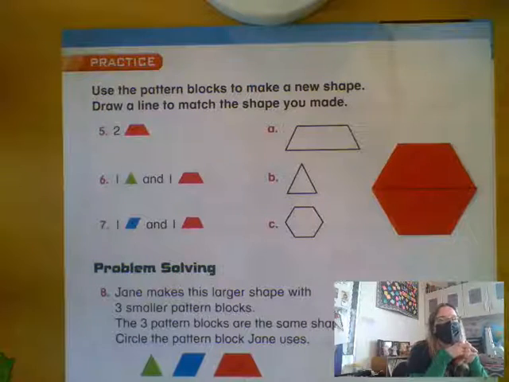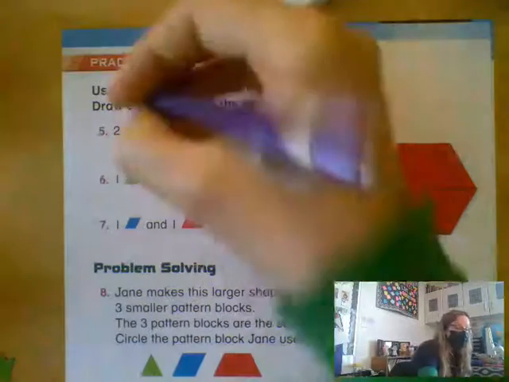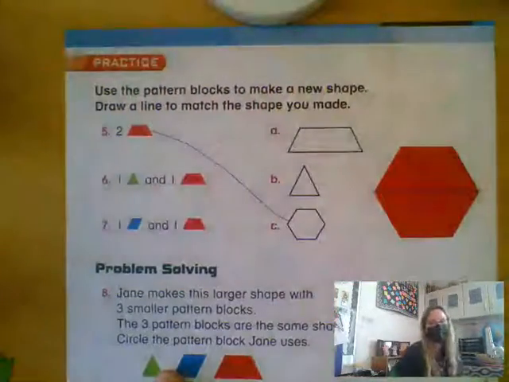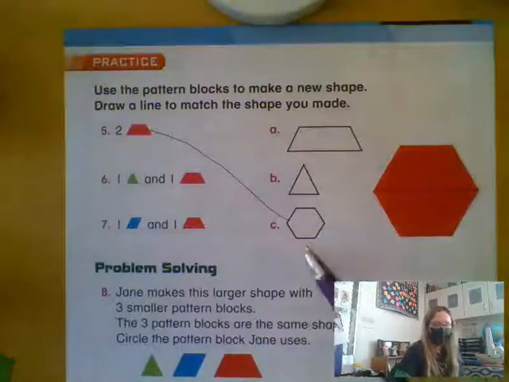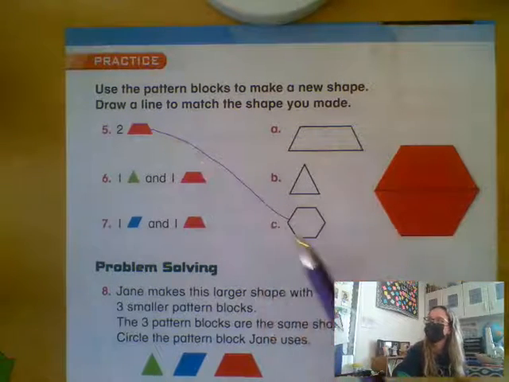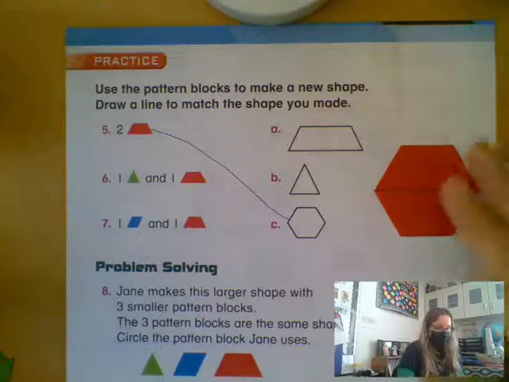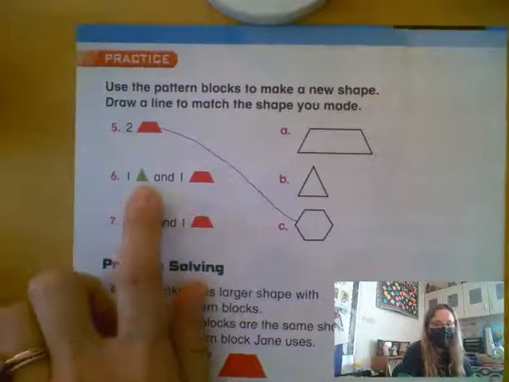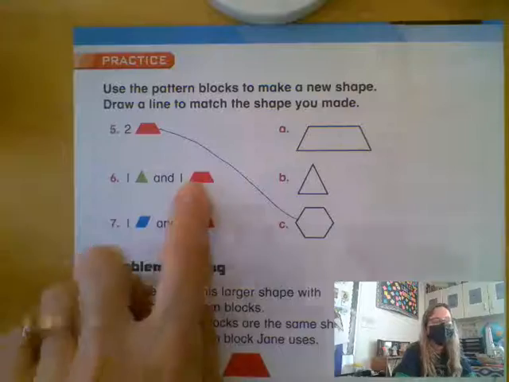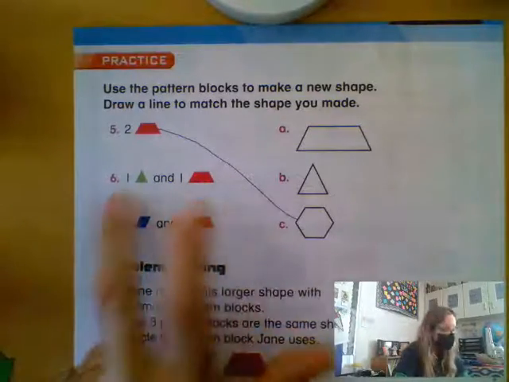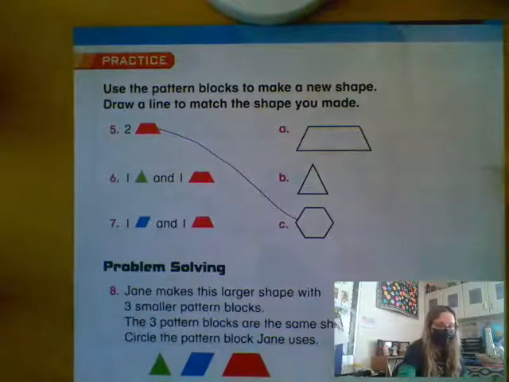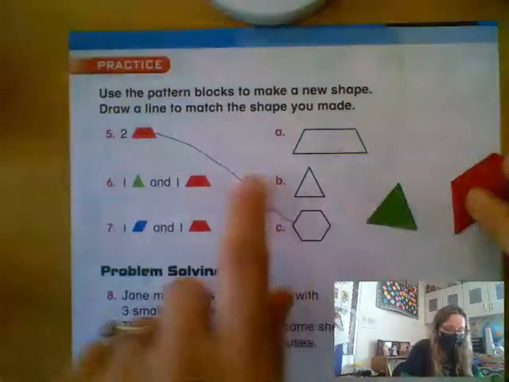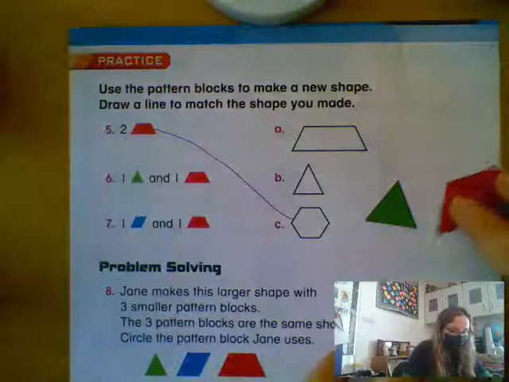Emma? A hexagon. So draw a line from 2 trapezoids down to the hexagon. Where's the hexagon? Right here. Look at the board. It's number 6. Okay. Number 6 wants us to use 1 triangle and 1 trapezoid. So 1 triangle and 1 trapezoid. Figure out with 1 triangle and 1 trapezoid, which of these shapes can we make?